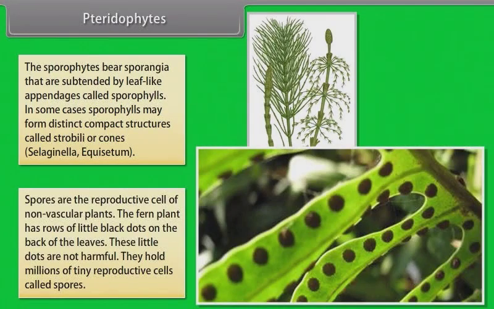Spores are reproductive cells of non-vascular plants. The fern plant has rows of little black dots on the back of the leaves. These little dots are not harmful. They hold millions of tiny reproductive cells called spores.